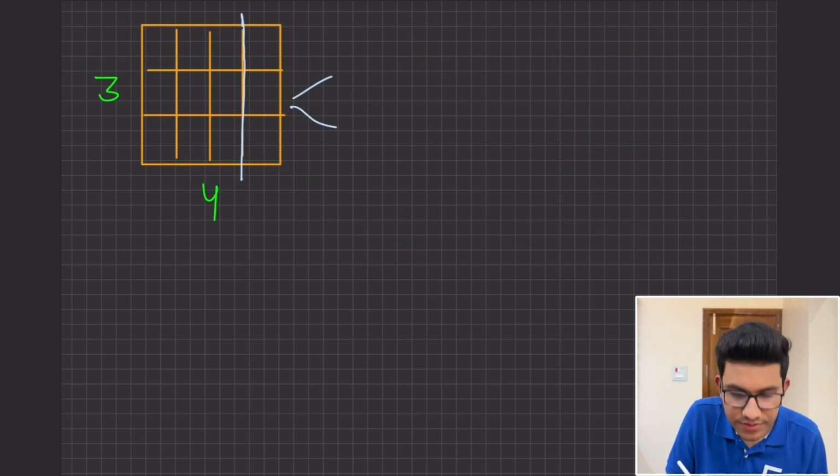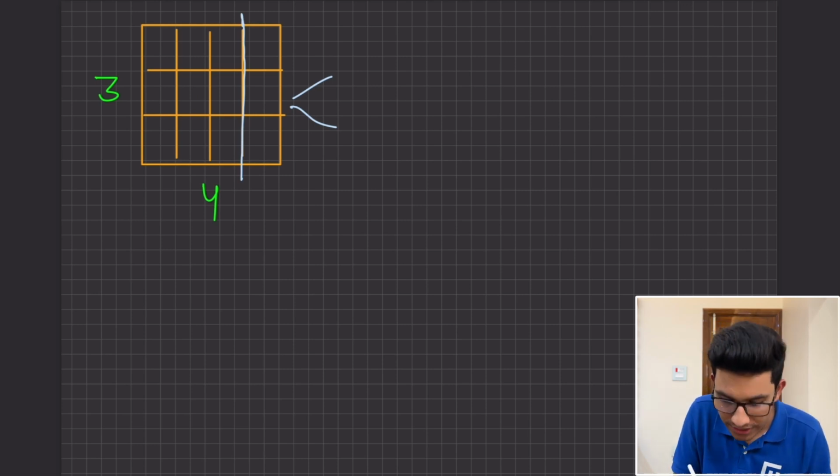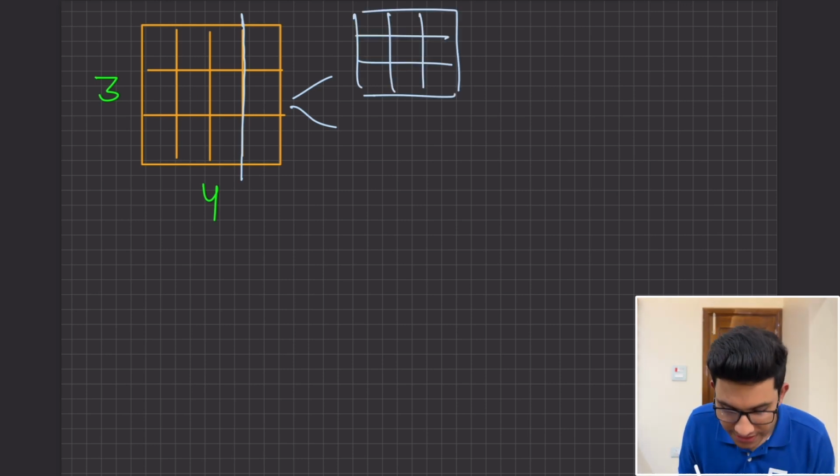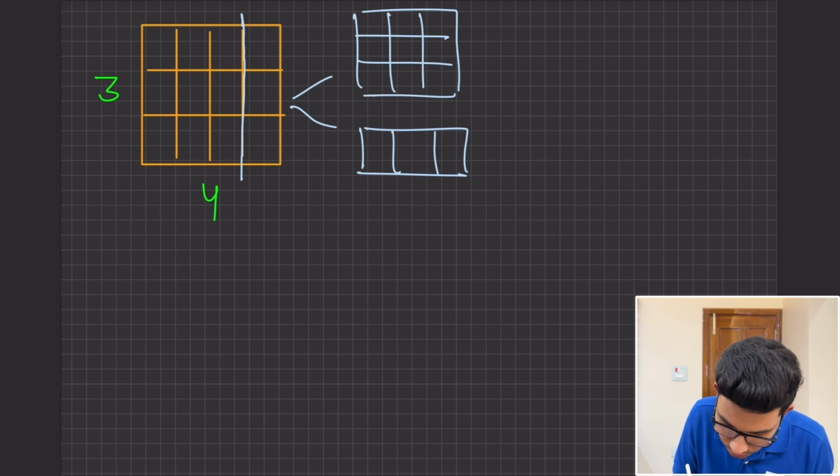If you make this as the very first cut, what are the 2 rectangles that you get? The first is 3 cross 3, and the second one is 1 cross 3.